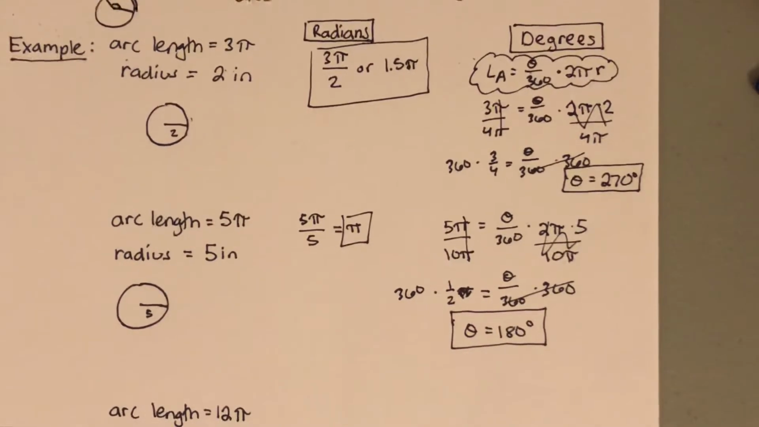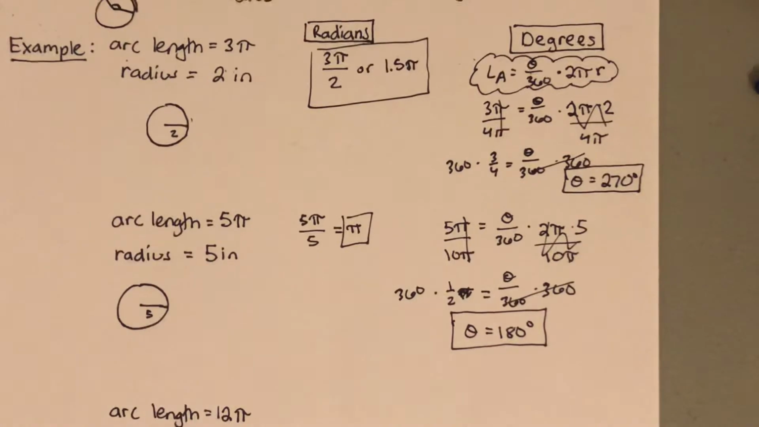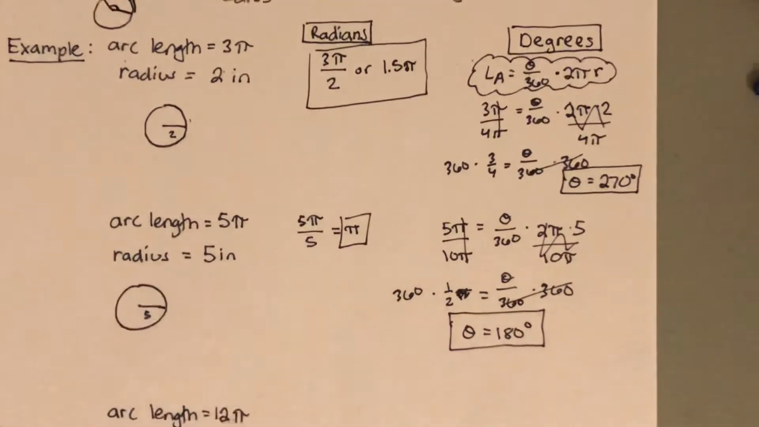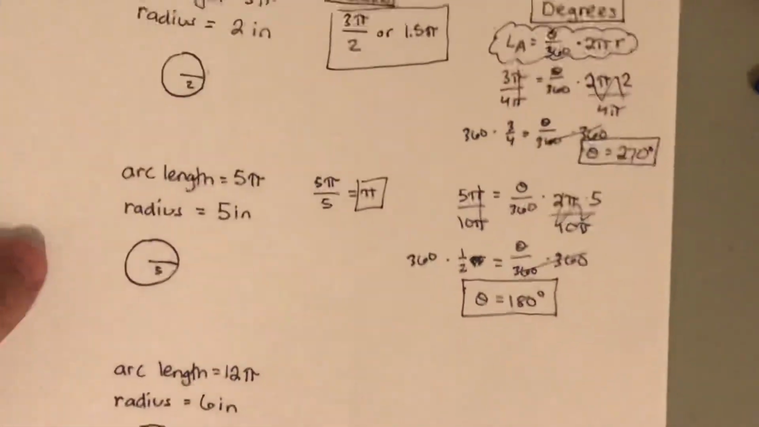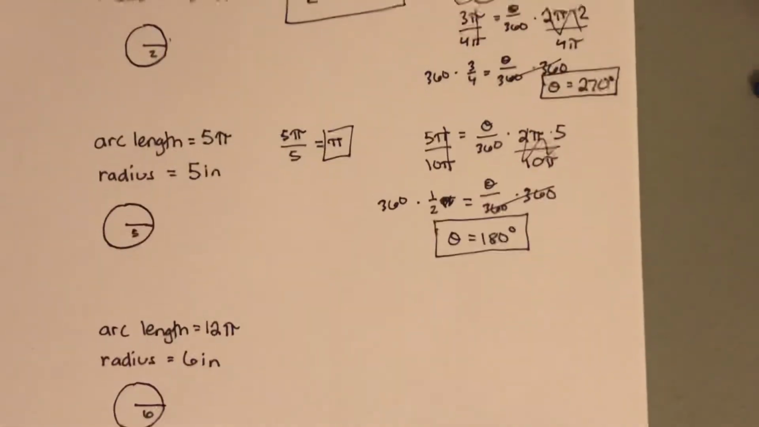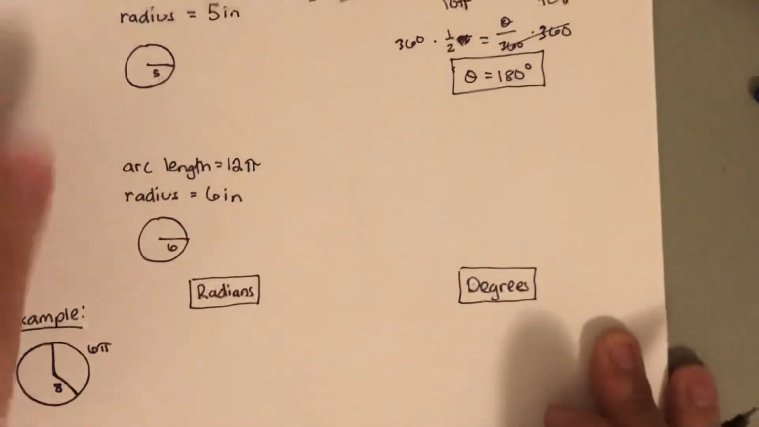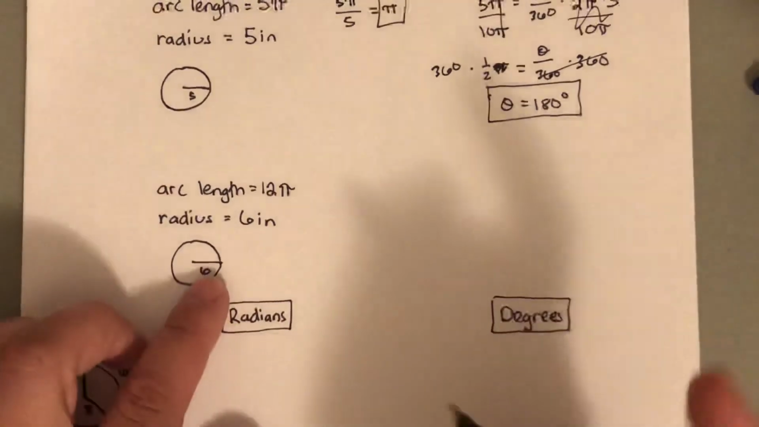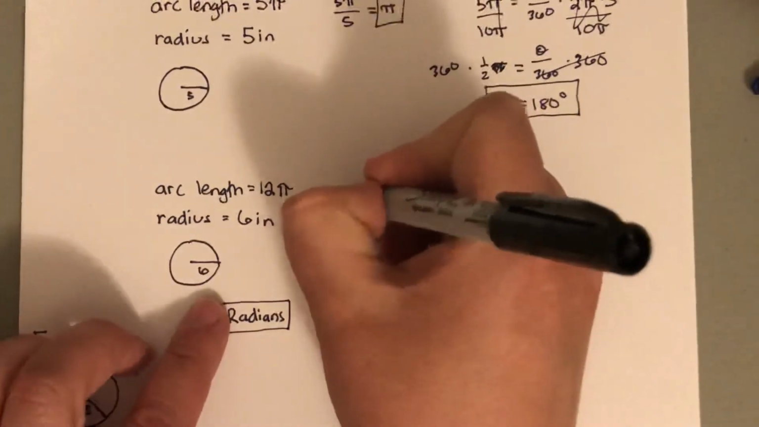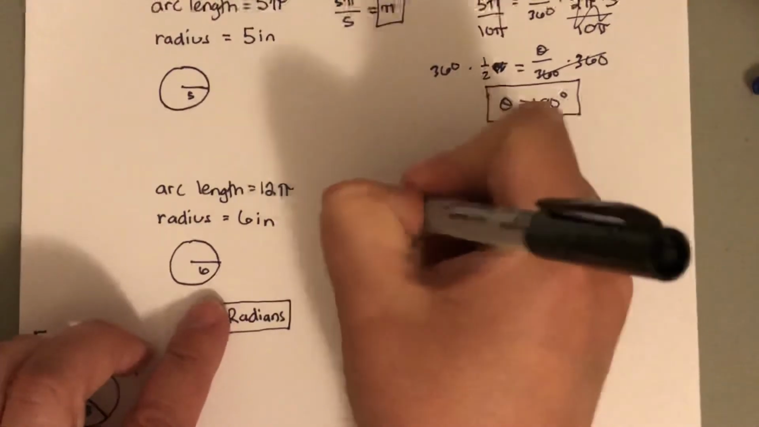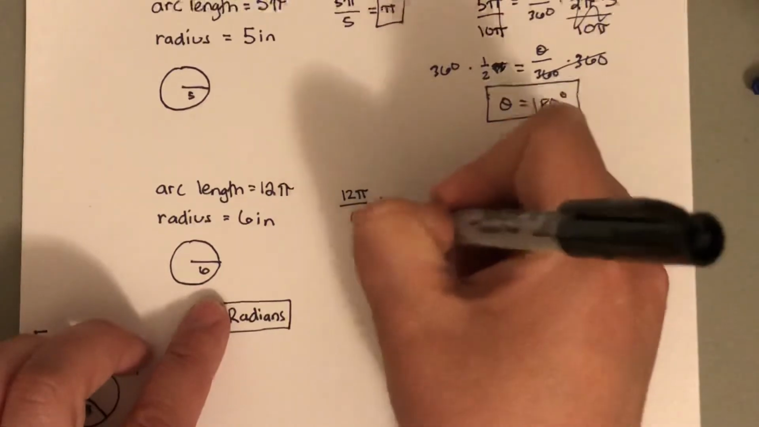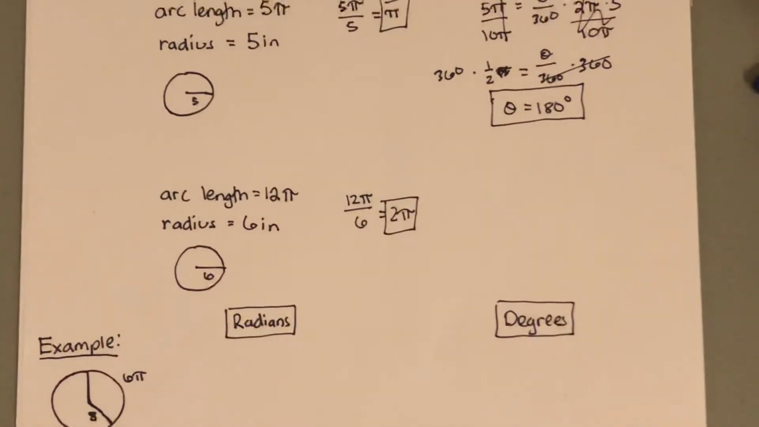Okay, let's look at this last one. In this situation, we have a radius of 6, and there's an arc length of 12. Let me move all this up here real quick. Okay. So if I want to find the measure of this angle in radians, I just do 12 pi divided by 6. 12 divided by 6 reduces to 2, so it's 2 pi. Okay, so you have a measure of 2 pi radians.